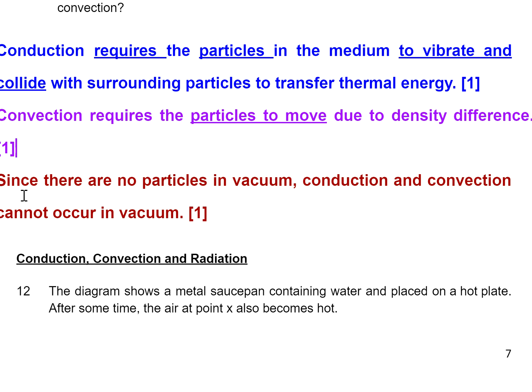Then you say that because there are no particles at all in the vacuum, these two processes are not possible. Don't just say that there are no particles, so you cannot have conduction or convection. You must also explain in what way conduction requires particles, and in what way convection requires particles.